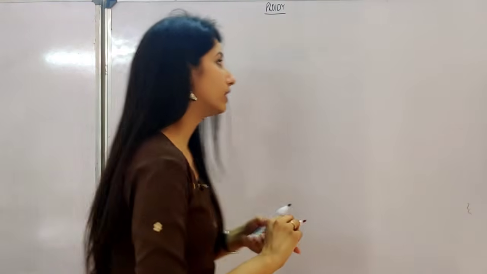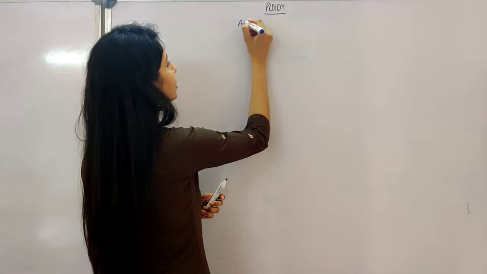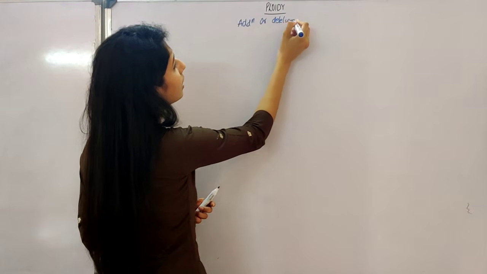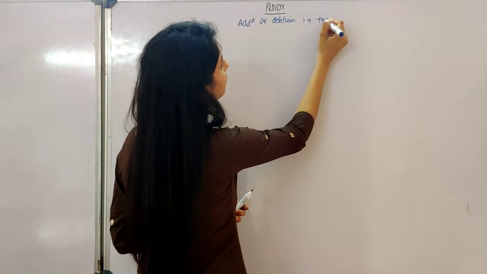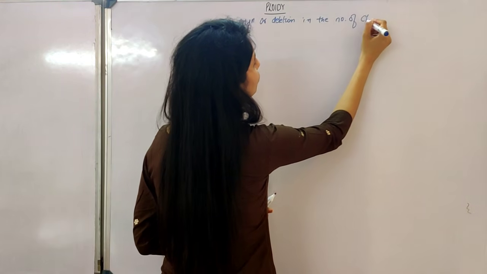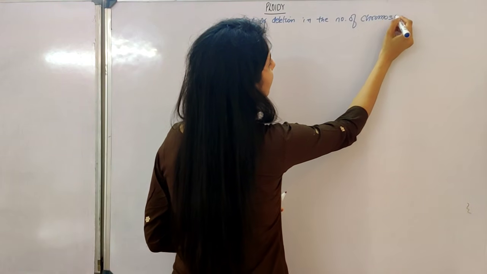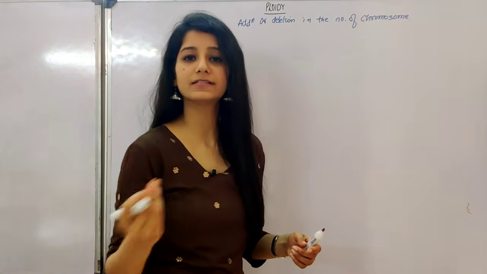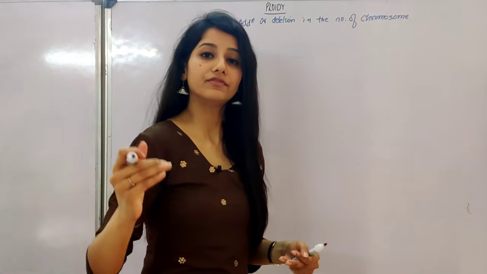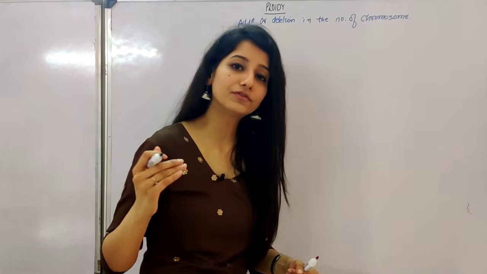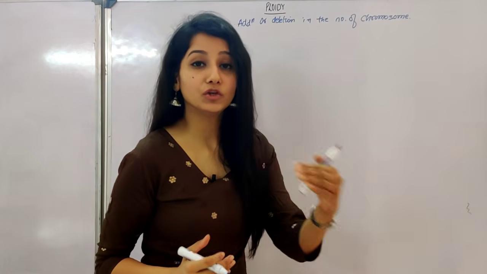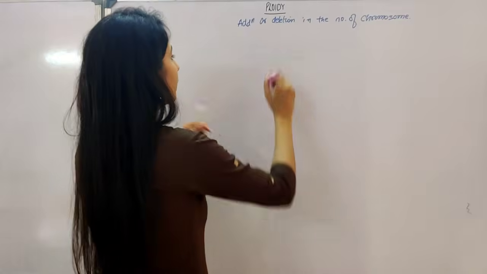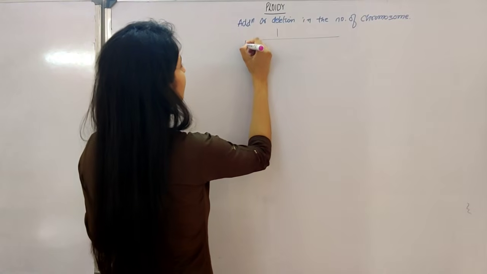What is ploidy? Ploidy is the addition or deletion in the number of chromosomes. If there is any change in the number of chromosomes, then we will say that it is a ploidy. Now if we see about the ploidy, ploidy is of two types. Ploidy can be euploidy or ploidy can be aneuploidy. So ploidy is of two types. Let's see the two types of ploidy.